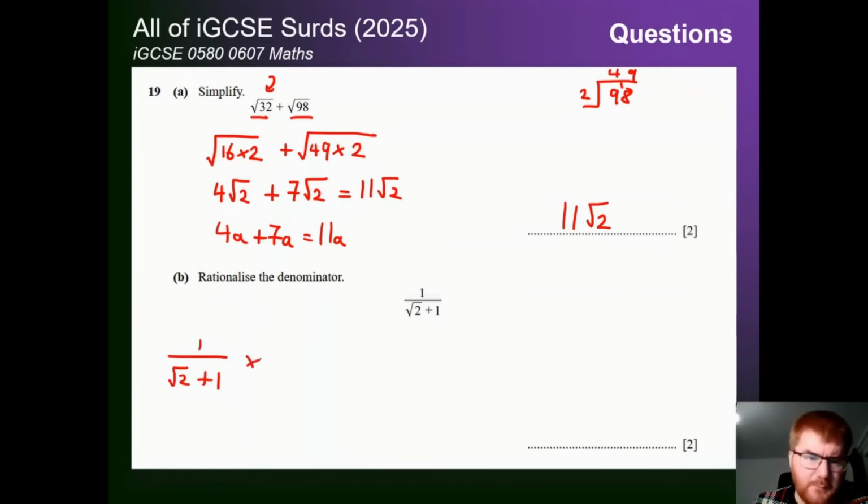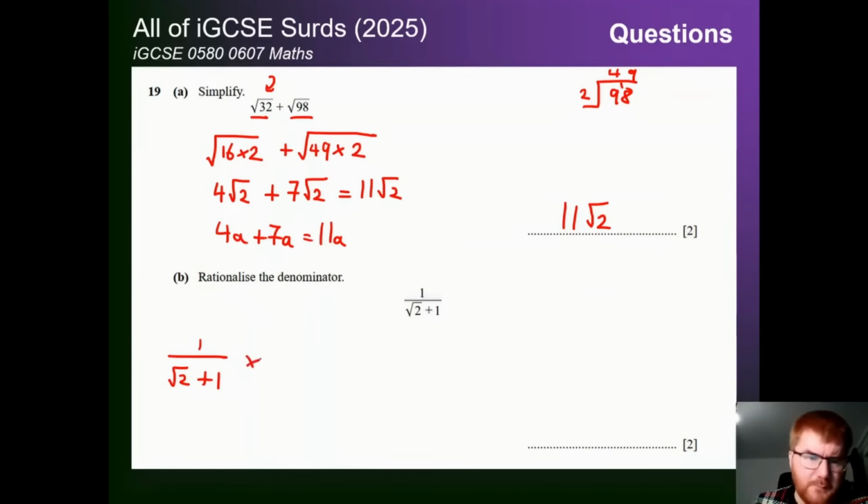Now we use first, outside, inside, last. So root 2 times root 2 is 2. Root 2 times minus 1 is minus root 2. 1 times root 2 is plus root 2. And then 1 times minus 1, careful, is equal to minus 1. We get this nice simplification in the middle, leaving us with root 2 minus 1 over 2 minus 1, that's 1, which we could just then write as root 2 minus 1 to give us all 2 marks on this question. Then you can see the mark scheme.